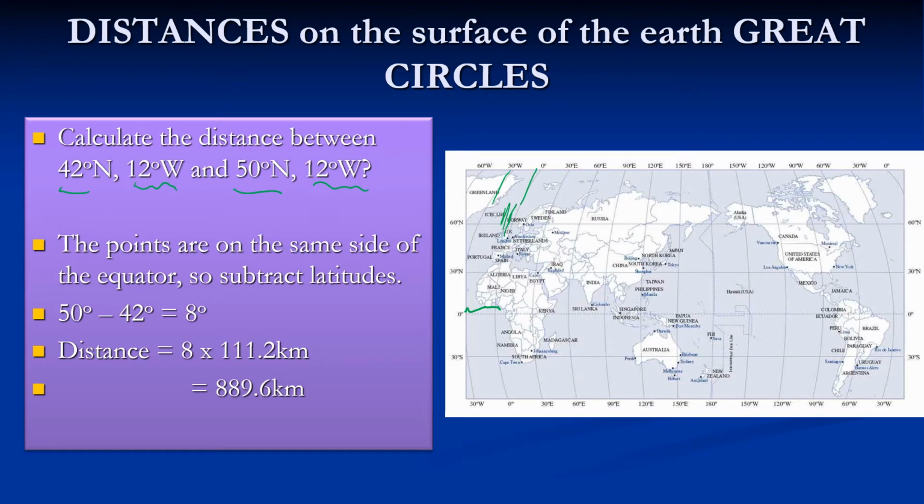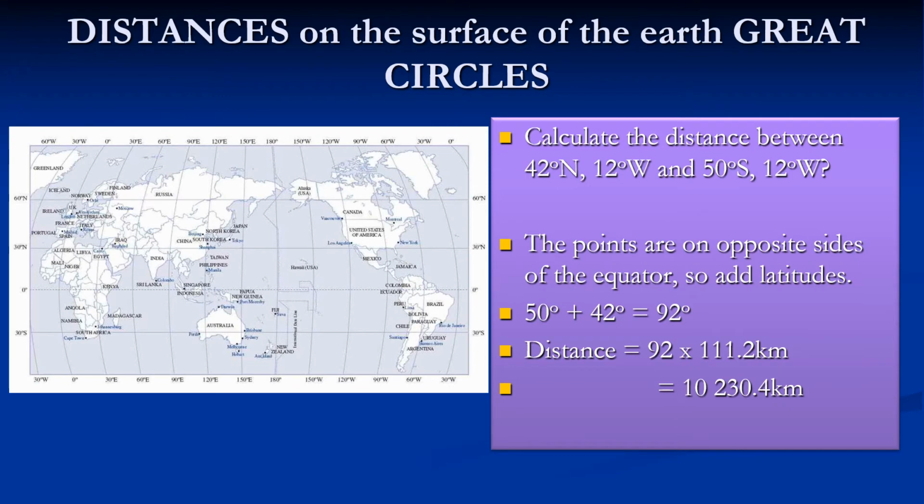What we just need to recall is that our distance in kilometres is our angular distance of 8 degrees times 111.2 kilometres. We can even say per degree. And that will give us a total of 889.6 kilometres. Let's have a look here.